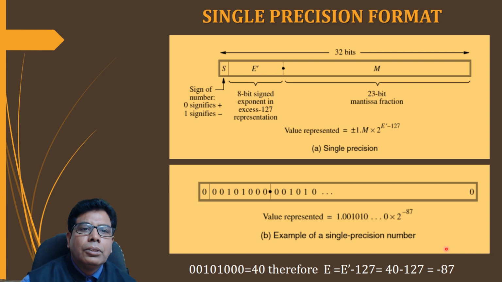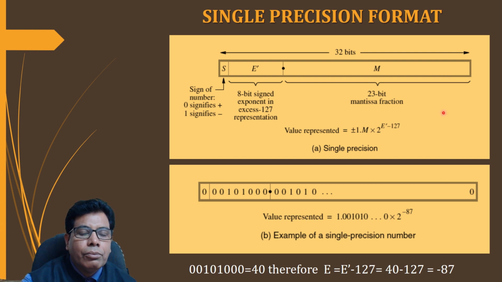Then let us see the figure. So here, this is the single precision format. First is the sign bit, where 0 signifies positive and 1 signifies negative numbers. And then we have the 8-bit exponent. Now this is in the excess minus 127 representation. We'll see what the excess 127 representation is. And then we have the 23-bit mantissa fraction. So that is represented here.